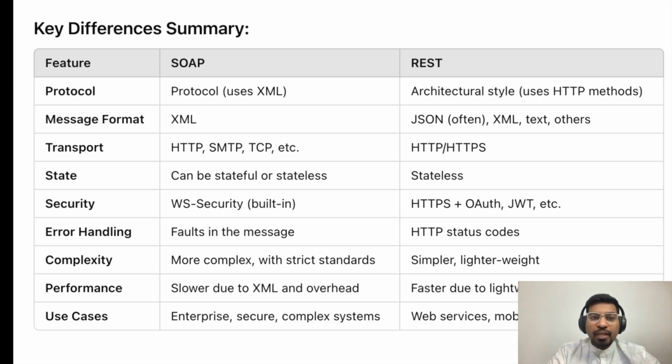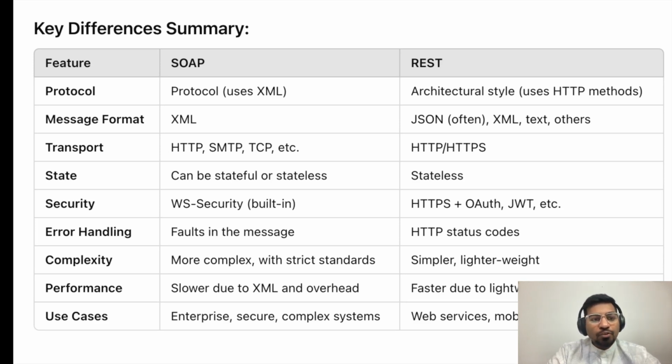If you're talking about state, SOAP can be stateful or stateless. Okay, and REST will only be stateless. For security, SOAP uses WS-Security, that is inbuilt security, and REST uses HTTPS plus OAuth, JWT, bearer tokens. These types of tokens are used. For error handling, SOAP shows default messages as error messages, a fault in the messages. REST uses HTTP status codes to throw the message like 400, 404, 500, 500 series, 503. These types of things are shown in REST.